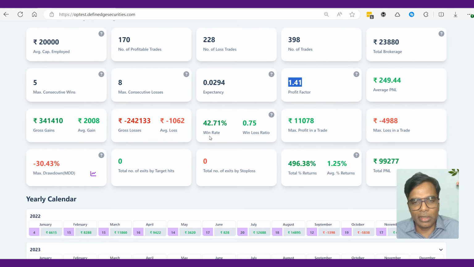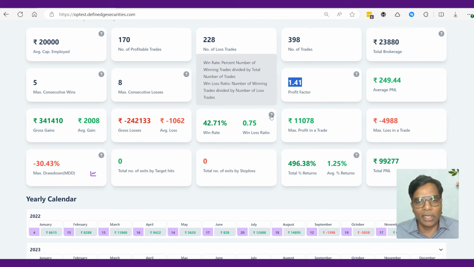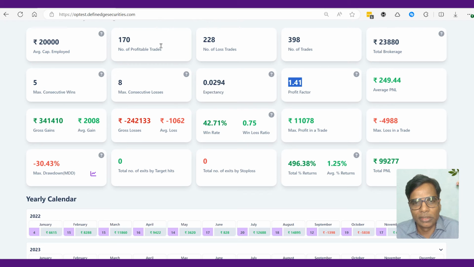And this is the win ratio. You simply divide them and you will get your win rate, the number of profitable trades out of the total number of trades. Win-loss ratio is nothing but the number of winning trades divided by the number of lost trades. Winning trades divided by losing trades will give you a win-loss ratio. Anything less than 1 means we have fewer wins and more losses.